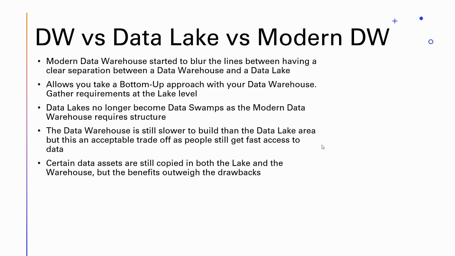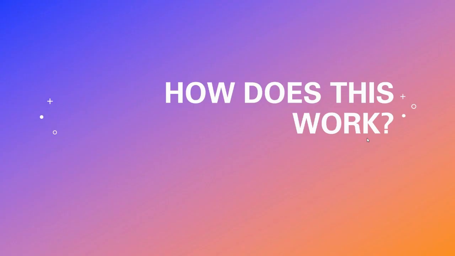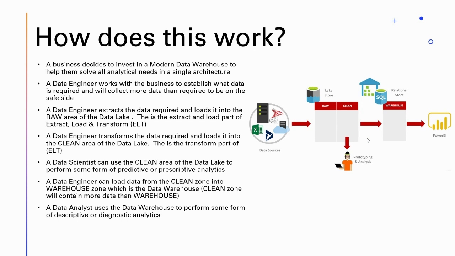Data lakes also no longer become data swamps, as the modern data warehouse requires structure in order for it to work correctly. The data warehouse is still slower to build than the data lake area, but this is an acceptable trade-off as people still get fast access to data in that data lake zone that we talked about. And certain data assets are still copied in both the lake and the warehouse, but the benefits of this outweigh the drawbacks. So now, how does this work in reality?